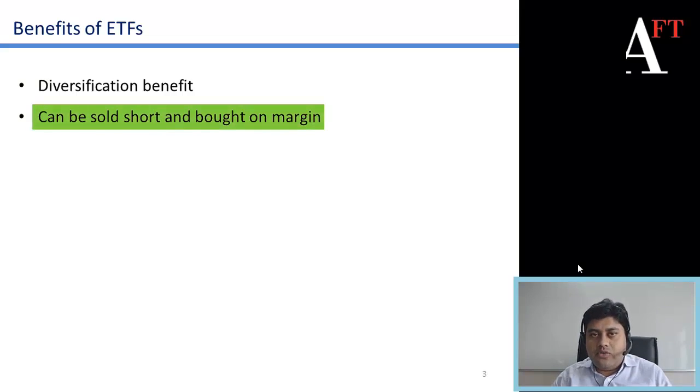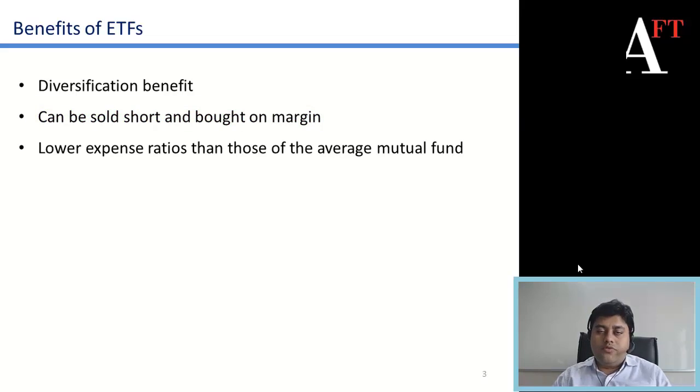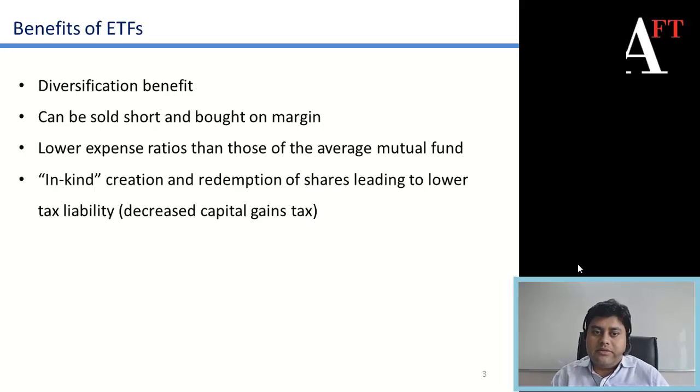Also, an ETF can be sold short or bought on margin, which is not possible for an open-ended equity mutual fund. This means that leverage is possible in an investment in an ETF. The third benefit is a lower expense ratio than that of an average mutual fund, meaning the costs of running an ETF, which are ultimately borne by the investors in the form of fees and charges, are lower as compared to an average mutual fund investment. This improves the returns to the investors to some extent.